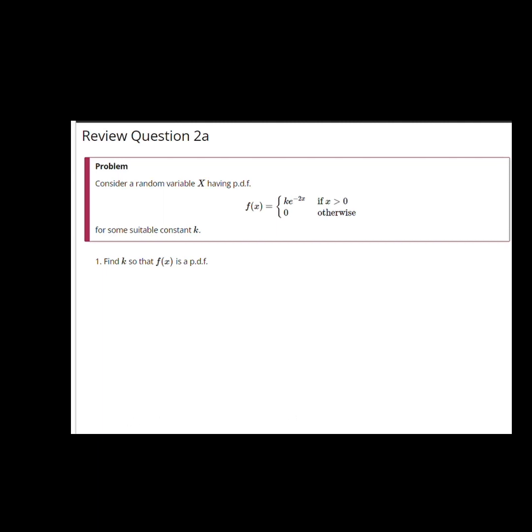Well, what do we know about probability density functions? This is certainly a non-negative function, and the total integral of f of x over the interval from minus infinity to infinity should be equal to 1. Well, we can discard the portion up to 0, since it's 0 there. The integral from 0 to infinity of k e to the minus 2x is k over 2. And so, in order that that be 1, k must be 2.